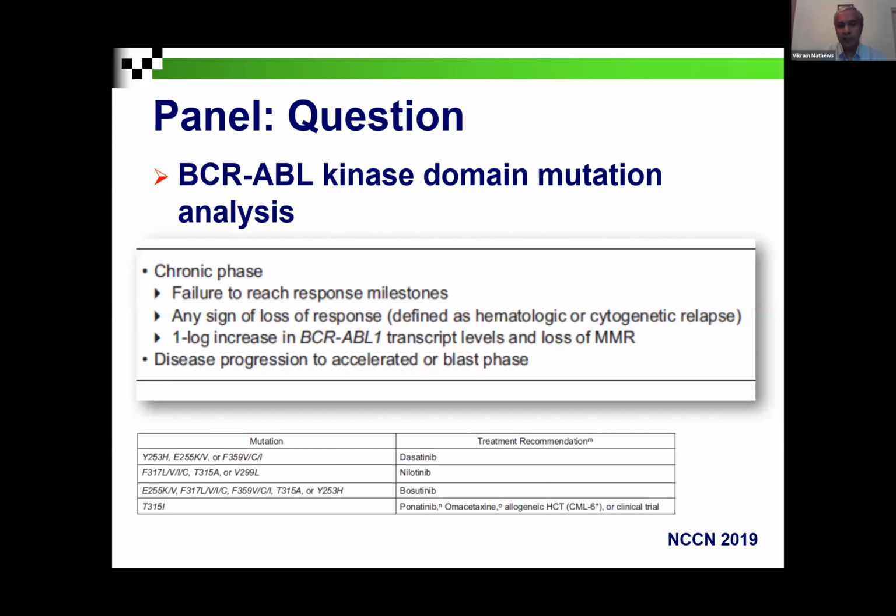And of course, there are these mutations and the associated drugs. Nobody is expected to remember this. You're always expected to go back and look at a table, if you find a mutation, to decide what is the drug of choice. T315I, we all know, is ponatinib as the drug of choice.